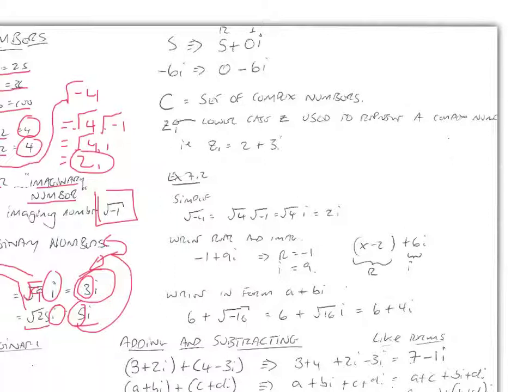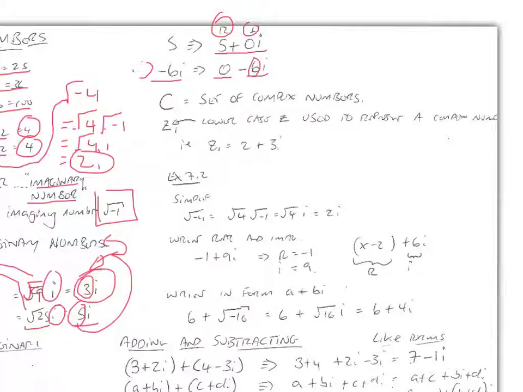And so, keeping with the notation, the number 5 can be written as 5 plus 0i. That's its real part and its imaginary part. The number minus 6i can be written as 0 for the real part, because there is no real part, minus 6i with its imaginary part there.